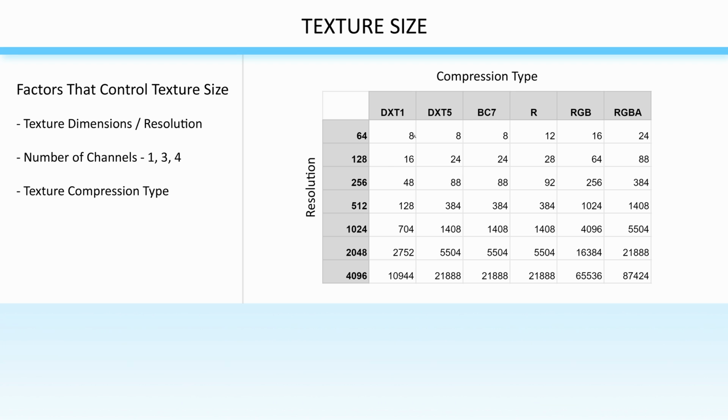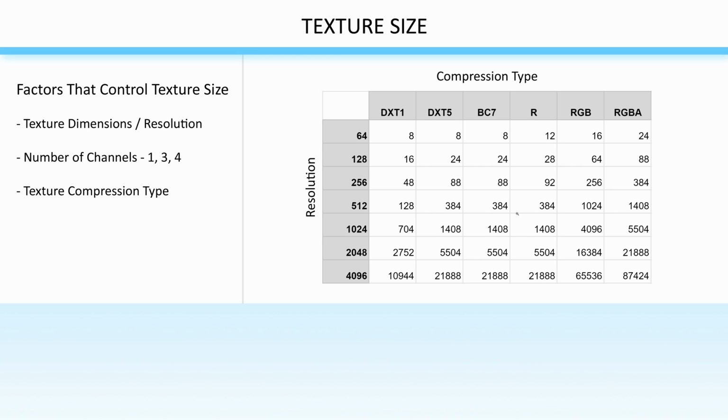Across the top of the table, I've listed several different types of texture compression, going from DXT1 on the left, which is the most compressed, to RGBA on the right, which is no compression. DXT1 supports 3 channels, DXT5 supports 4 channels, BC7 supports 3 or 4 channels, and then RGB and RGBA are uncompressed texture formats that support 1, 3, and 4 channels, respectively.